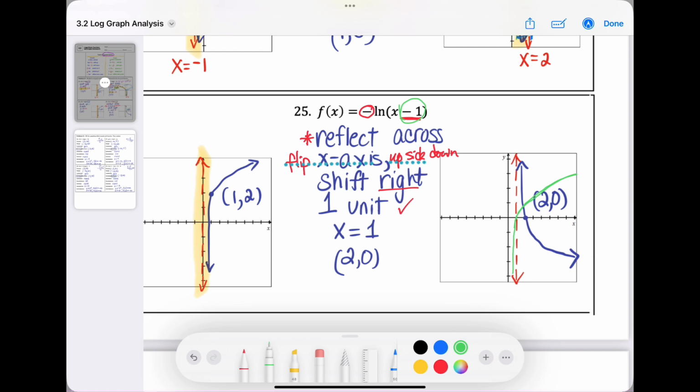Now I need to move to the right 1 unit. So what you see here, this point had to move up here. So my function will become this blue. Okay. Now what do we need to say?